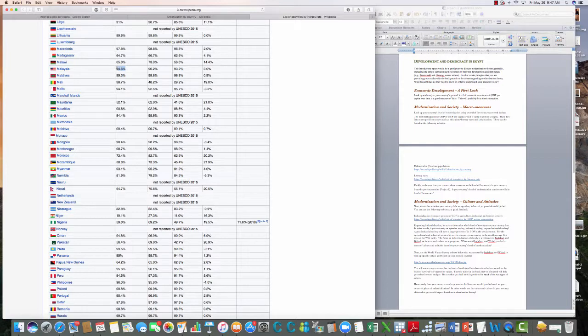94.6% literacy rate in Malaysia. In the Philippines, it's 96.3%. So Indonesia is pretty high, and it's higher than the world average, and literacy rates in that region are pretty high. So now we've got three metrics: GDP per capita, urbanization, and literacy that we can use to get a sense of where the country stands in terms of modernization.